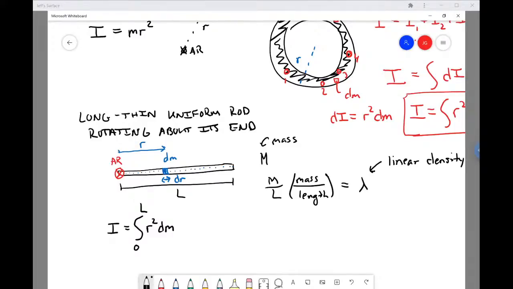This is why I took the time to define this mass per unit length. So if we have the linear density is mass per unit length, well, what's the connection between dm and dr? They're proportional to one another, and the proportionality constant is lambda, the density. dm, the small amount of mass, would equal mass per unit length times the small amount of length, the dr, the small thickness.